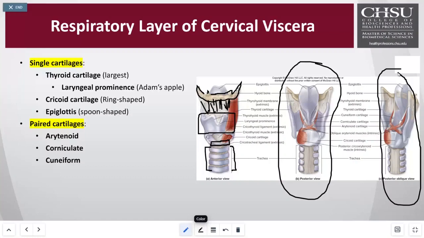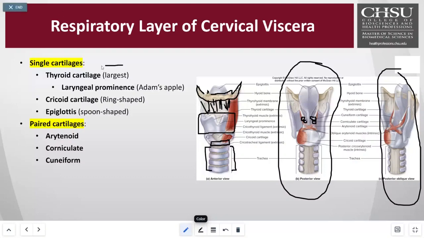Can you guys see how small the cuneiform and corniculate are? Okay, so those are tiny little oval-shaped cartilages that span right at the base of the epiglottis. I literally circled it in a black circle. Tiny little two sets. As far as identifying them goes, all I want you to know is if they're paired or single. That's it. If you have one of them, or there's two, one on each side.